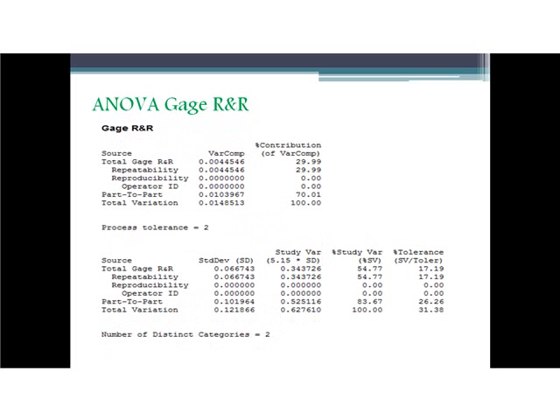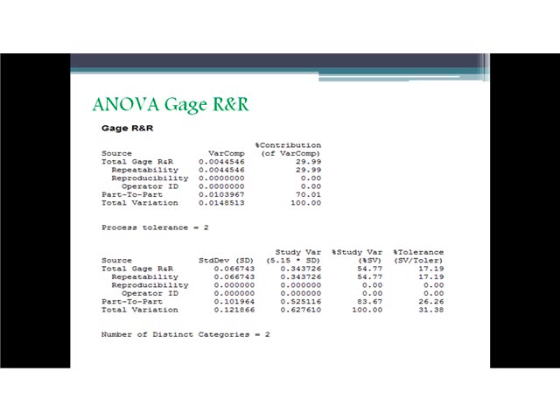Coming to the next thing, here we are going to describe the percentage contribution. Percentage contribution is the measurement of the variation, which is the measurement of the standard deviation, that is the square root of the variance. And coming to the percentage study variation, it is comparing the measurement system with the total variation.